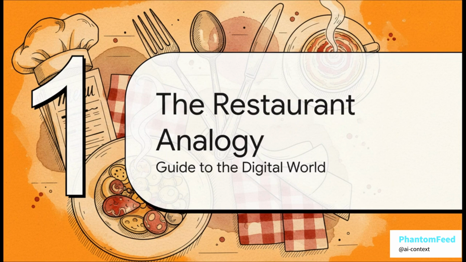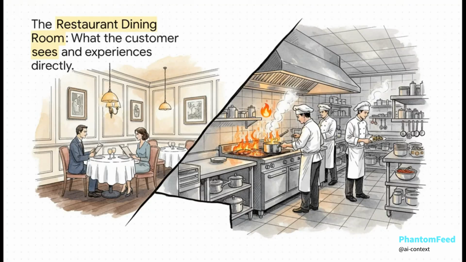Now, to really get this, we're going to use a super simple but really powerful analogy that's going to make everything crystal clear. So, for a second, forget about code, forget about computers, and let's just imagine we're going out to a restaurant. The front end is the dining room. It's everything you see and experience. The decor, the menu you're holding, the table, the lighting, the waiter who comes over to greet you, it's all designed for you, the customer.